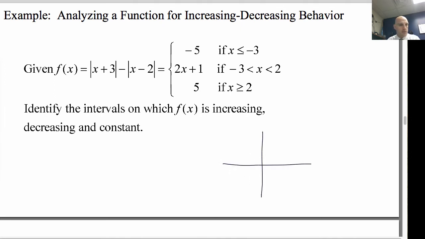Raise your hand if you have no idea what's going on right now. You're not alone. I'm going to help you out. So here's what this looks like. They just told you what the pieces of the graph look like. Okay, so check this out.